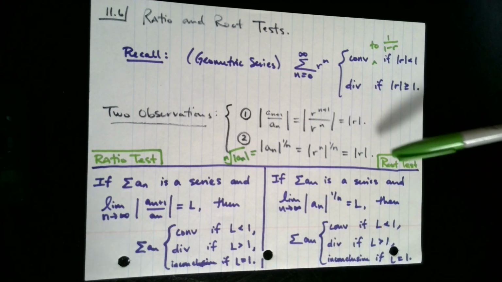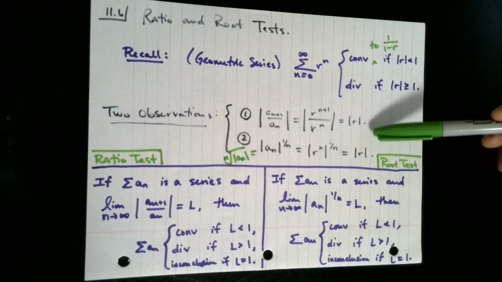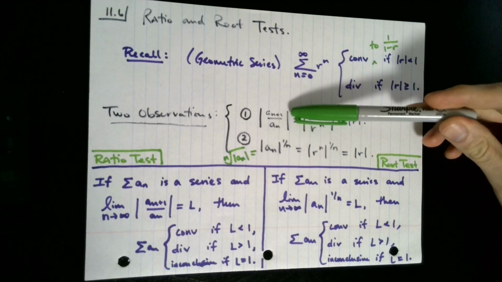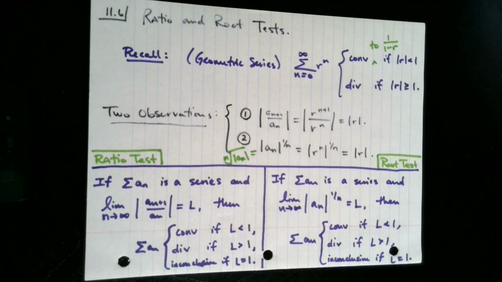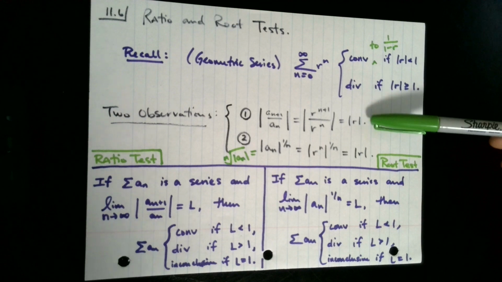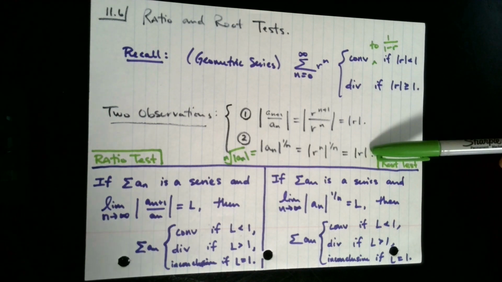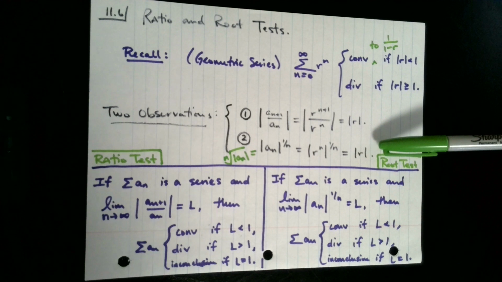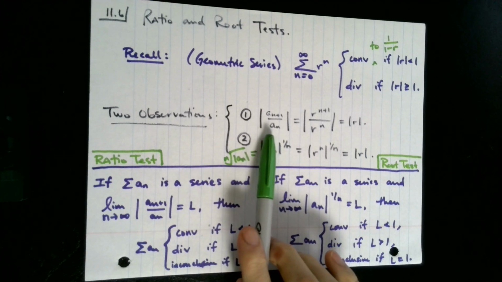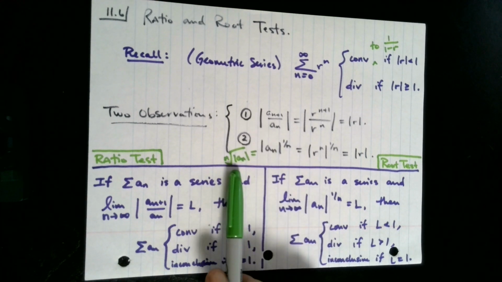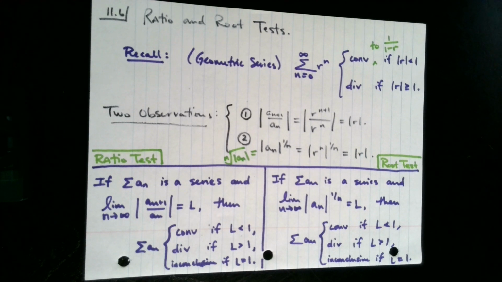Now, note, by the way, both of these expressions, taking the n plus 1th term divided by the nth term, or taking the nth term and raising it to the 1 over n power, in both cases you end up with absolute value of r, which is precisely the measure that determines whether or not your geometric series is convergent. And in fact, the ratio test and the root test are built off of these two observations. Note, in this first observation, you have a ratio of subsequent terms. In the second observation, you have a root of the nth term.